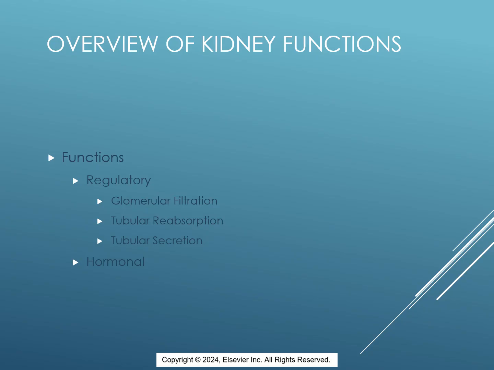Erythropoietin stimulates red blood cell production, RBCs, in bone marrow when oxygen is low. Vitamin D is converted to its active form in the kidneys, which is essential for calcium absorption and bone health. Prostaglandins regulate the GFR, vascular resistance, and sodium and water excretion.